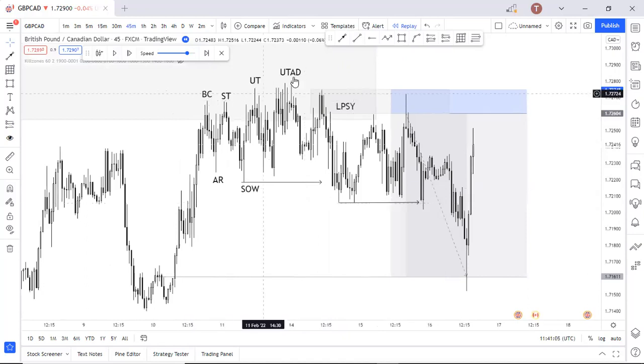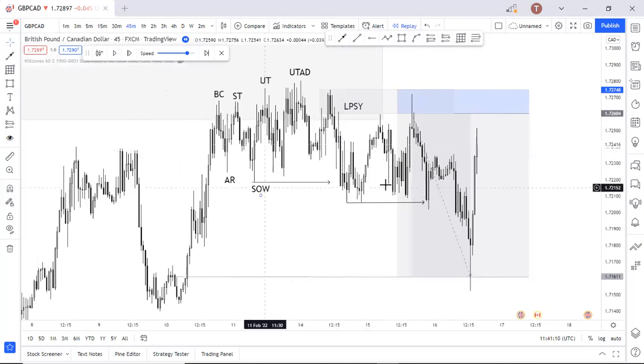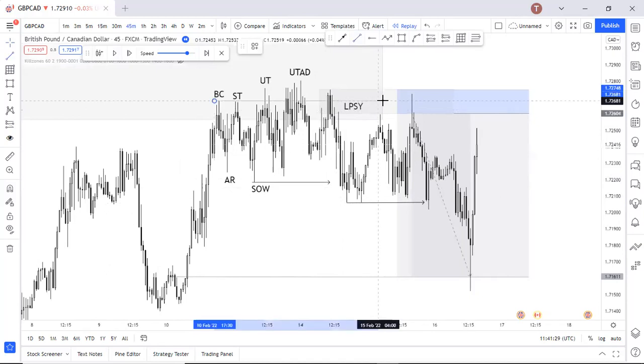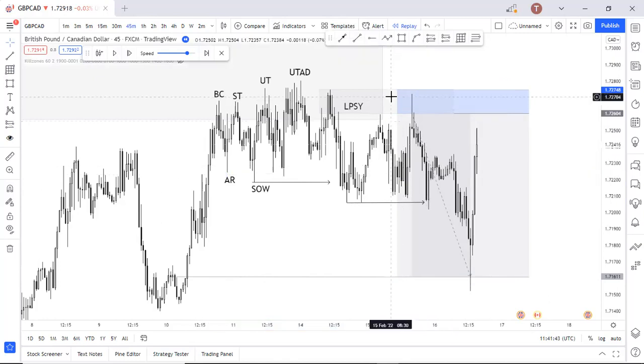Look for 3 drives up in supply zones and wait for a break of structure of the sign of weakness. Look for your LPSY, that is, and look for an unmitigated supply zone or imbalance, or at the areas close to the UTAD, or at your trading range, which is like the areas around the BC and the AR. At these zones, you will find the LPSY supply zone or imbalances where you can take your entry from. I hope you were able to learn something from this video.